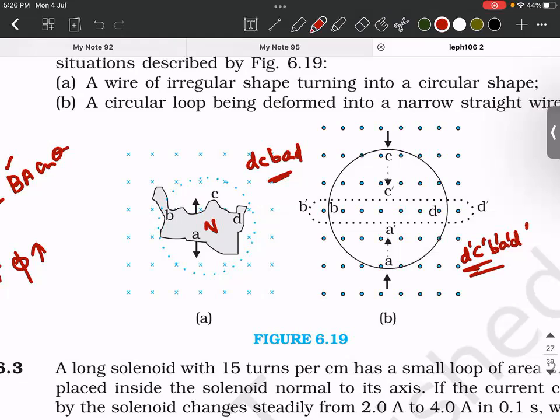But having said this, since the name of the chapter is electromagnetic induction, the whole chapter runs only on one concept. What did I tell you? Change in flux. What flux? Magnetic flux. So that is the only point.